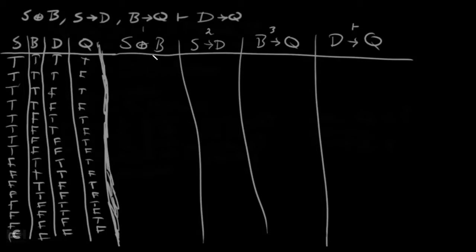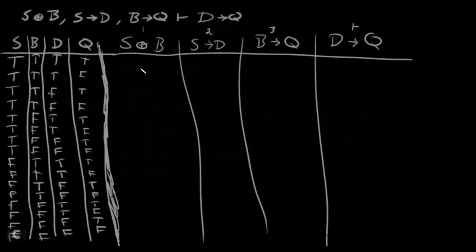This one's actually pretty easy in terms of the way it's been laid out, because there's no squiggles in here, there's no negations. I'm able to just apply these standards and put them here for each of these premises and the conclusion. So let's start with the first premise. The first premise is between S and B. So I'm going to take a look at this column and this column, and I'm going to look at the rules for XOR.